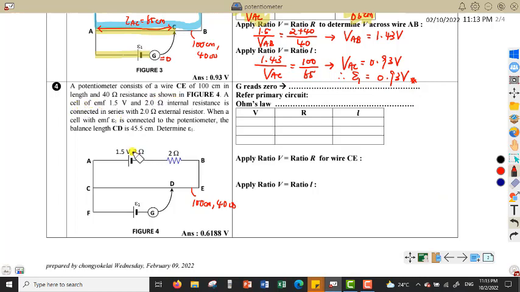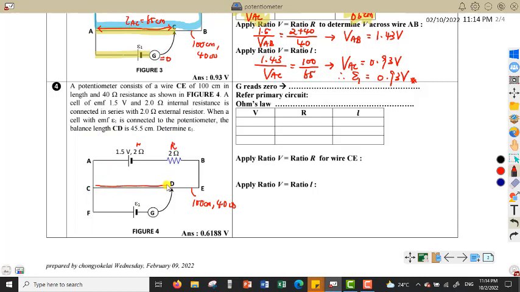Then we have a cell of EMF 1.5 and 2 ohm internal resistance. The internal resistance of the 1.5 volt battery is 2 ohm, connected in series with the external resistor R, 2 ohm. So this internal resistance and the external resistor are connected in series with the wire CE of 40 ohm. When a cell with EMF E1 is connected to the potentiometer, the balance length CD is 45.5 cm.